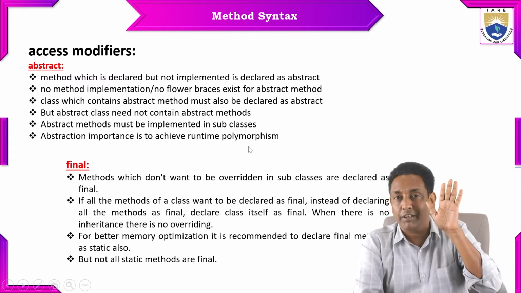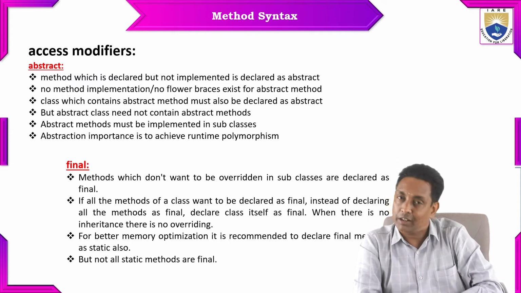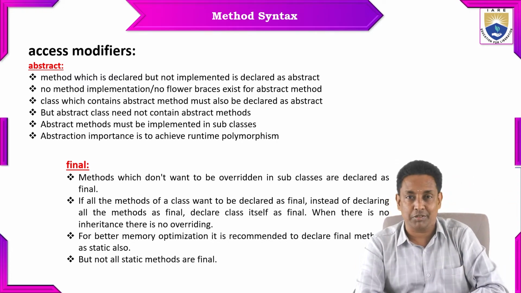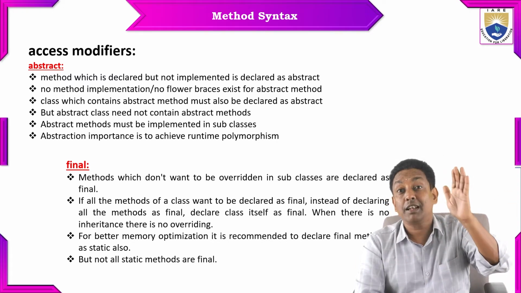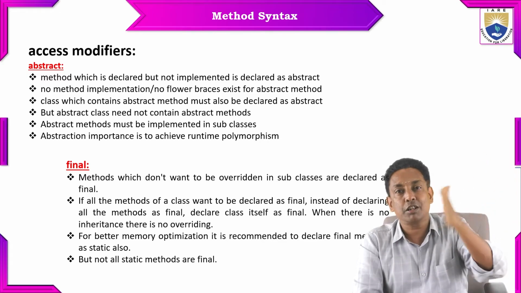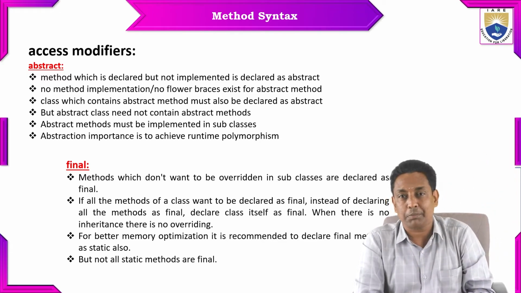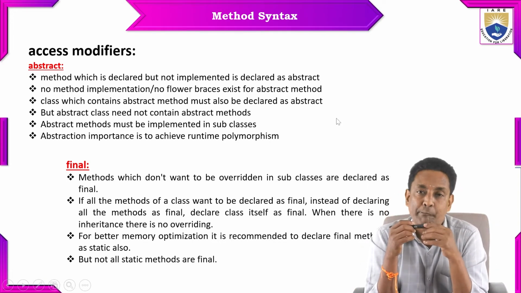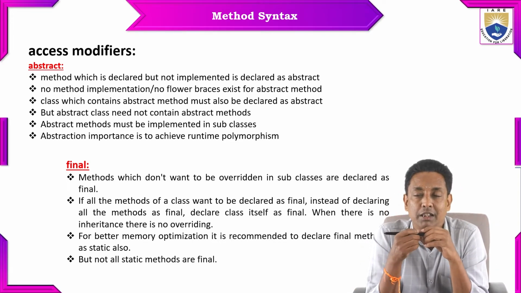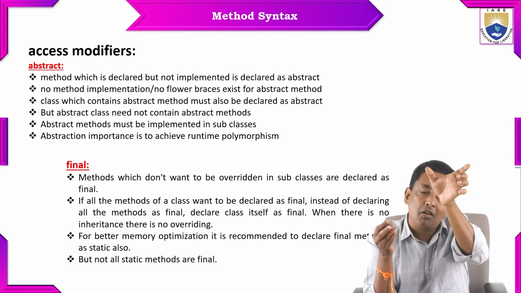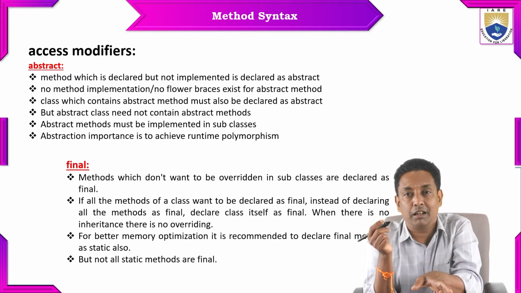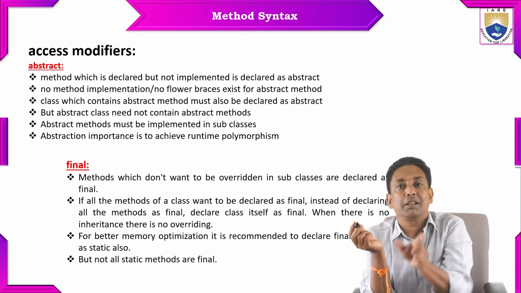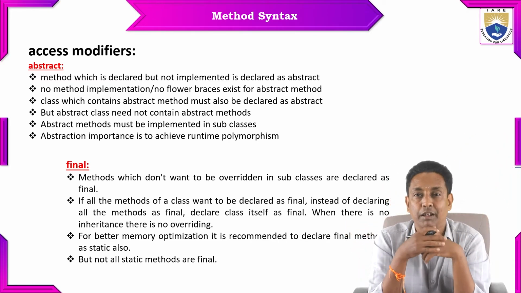But no, actually, string class methods are not declared as final. The string class itself is declared as final. Final classes cannot be derived. When there is no subclassing, when there is no deriving, there is no question of overriding. That is the point I said. If you want to declare all your class methods as final, instead of declaring all the methods as final, you declare the class itself as final.